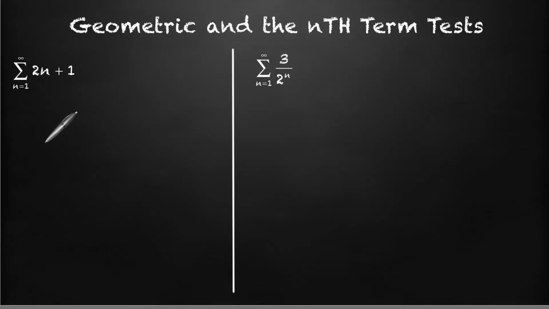Alright, today in this video we're going to talk about how to determine whether different series converge or diverge. And so we're going to start off with two very simple sequences. The first is the summation from n equals 1 to infinity of 2n plus 1. And the second one is the summation from n equals 1 to infinity of 3 over 2 to the n.